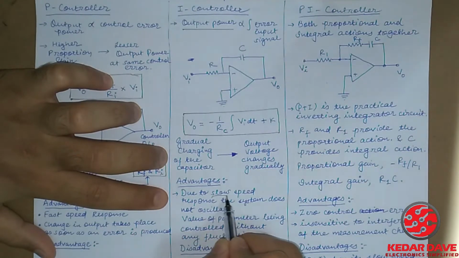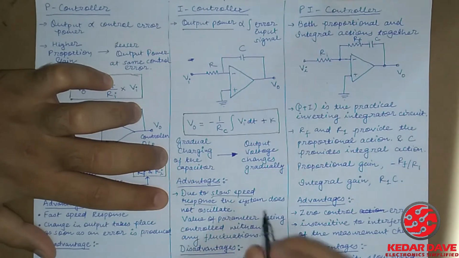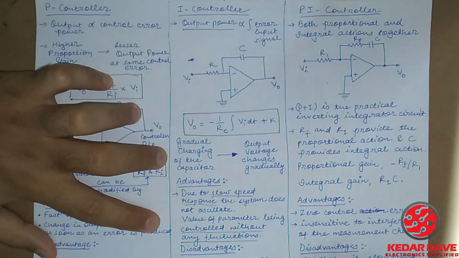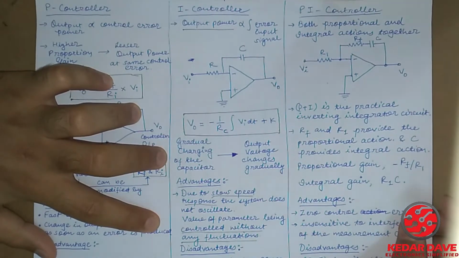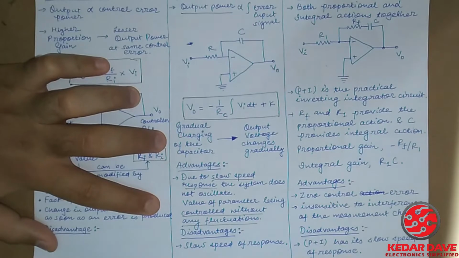Let's get into the advantages of this integral control. First of all, it has a slow speed response in the I controller, and that's why the system will not oscillate. That is the main thing. The value of the parameter is controlled without any fluctuations. There isn't any kind of fluctuation in the controlled output. And the disadvantage of this controller is the slow speed of response. This way you can describe this I controller.